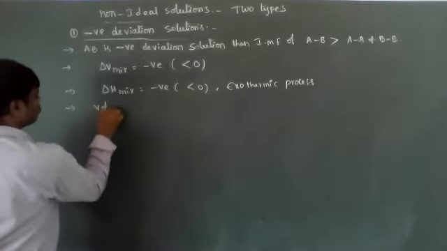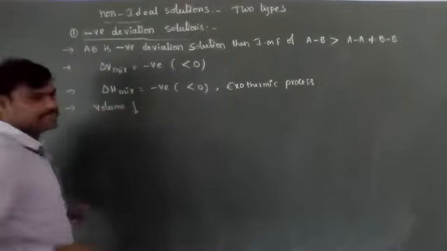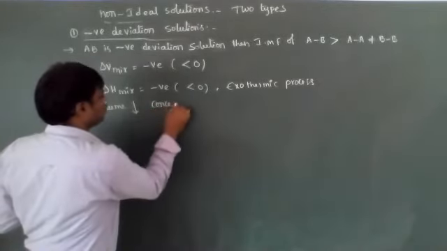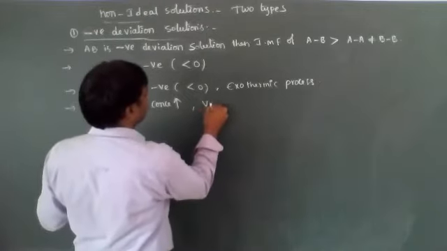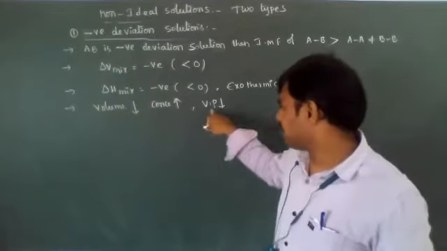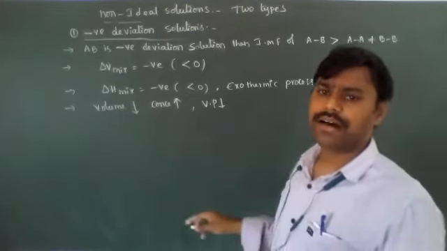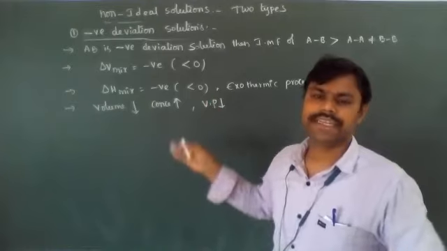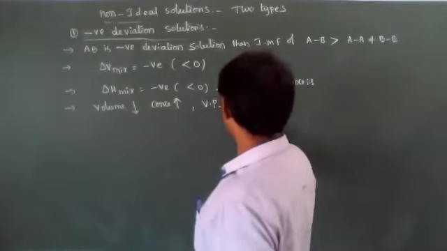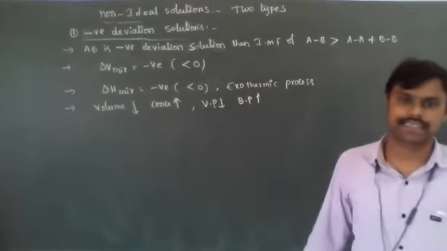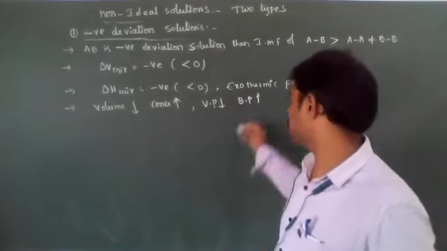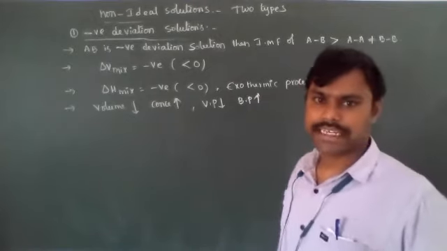The resultant volume is decreasing, so what happens, dear students? The concentration increases. If the concentration increases, the total vapor pressure of the resultant solution is less than the vapor pressure of the solution in the ideal state. So the vapor pressure decreases and the boiling point increases. The boiling point of the solution will be higher than the individual boiling points of solute and solvent. Okay, this is about negative deviation solutions.